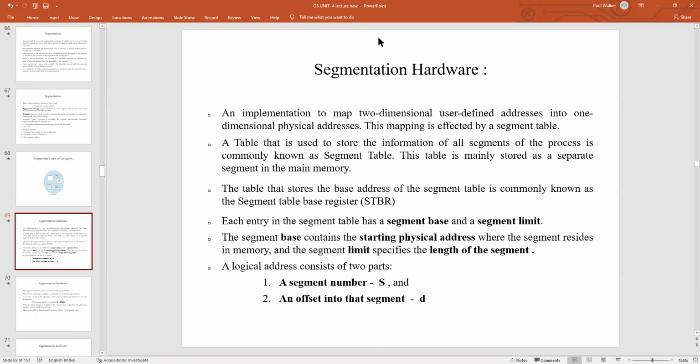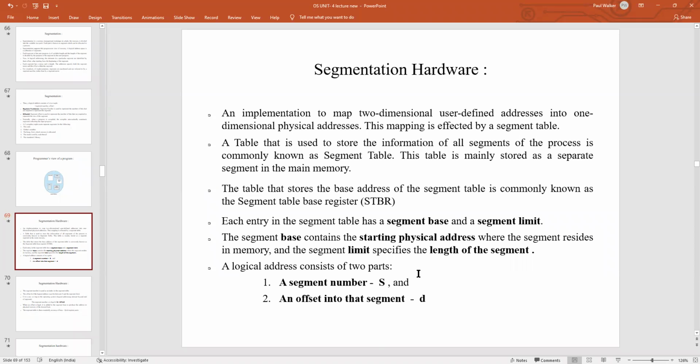The table here will be used to store the different types of information about all the segments of a particular process. So this table is called a segment table. Normally the table will store the base address of the segment table, and this is called the segment table base register. Each entry in the segment table has a segment base and a segment limit, so it specifies the length of a segment.